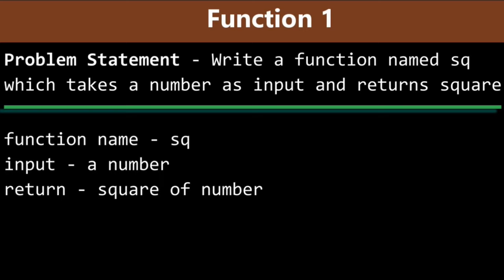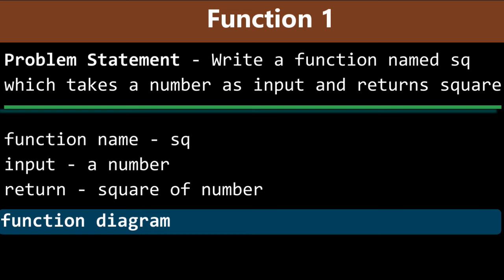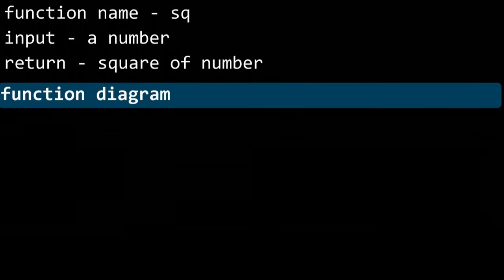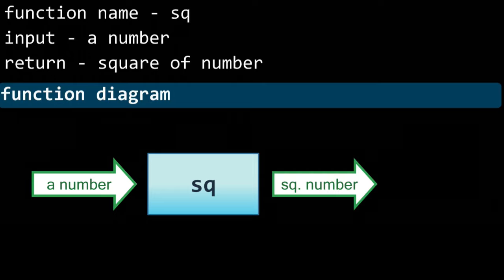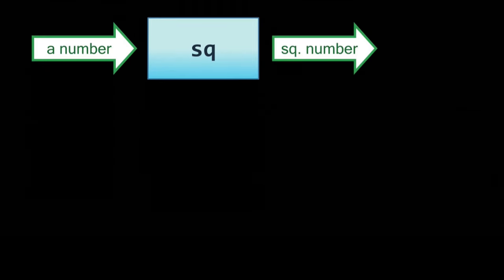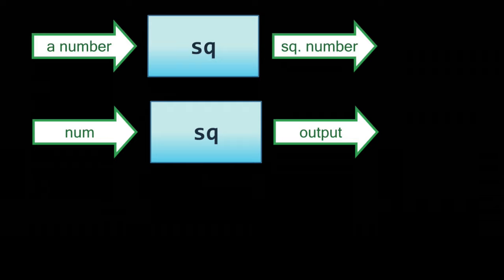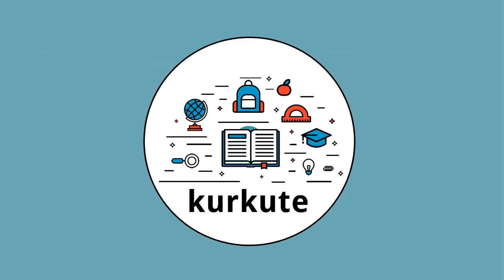In the beginning stage, it is very helpful to draw a function diagram where you draw a box and label it as the function name. Here it is square. Then there will be an input on the left hand side and output on the right hand side. For the input, we have to use one number. For this number, we have to use a variable. We call it num. And for the output, we give the name out.